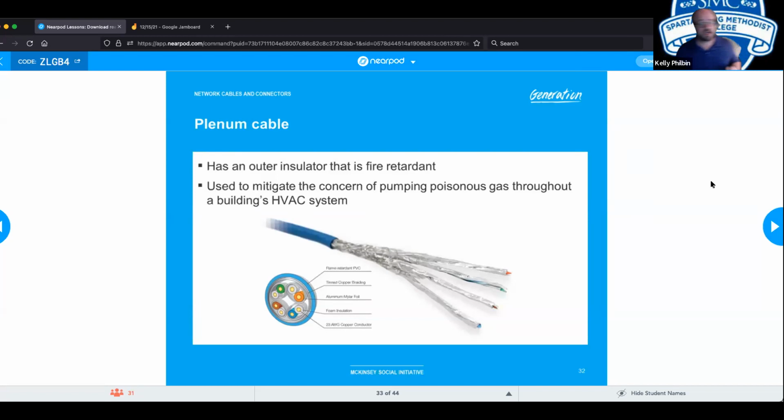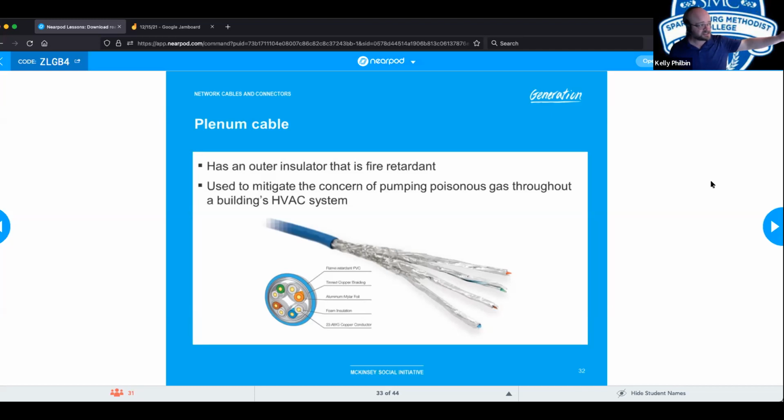So if you're going to be running any kind of networking cable through a drop ceiling, sometimes they'll run them through the HVAC ducts so that they don't have to create new holes or anything like that. Anytime you do something like that through the drop ceilings or wherever it's going to interact with the air that people are breathing, you have to use plenum cable in case there is a fire.